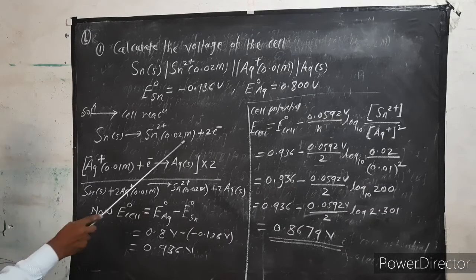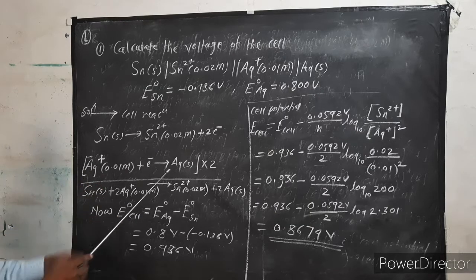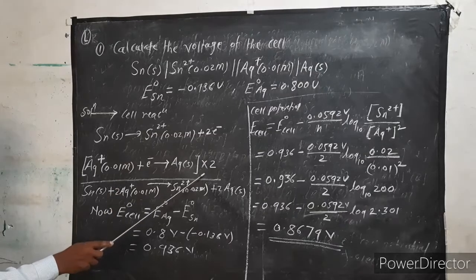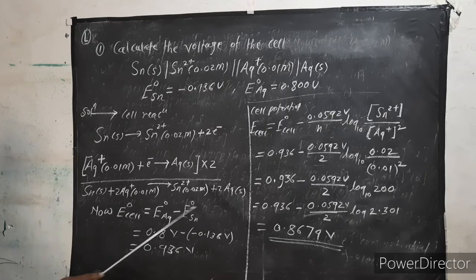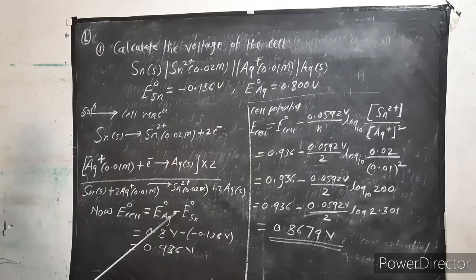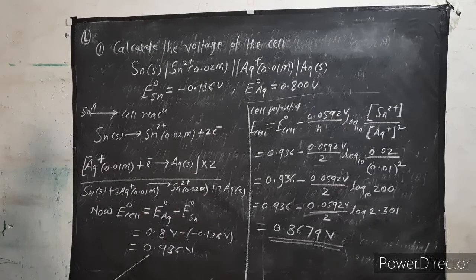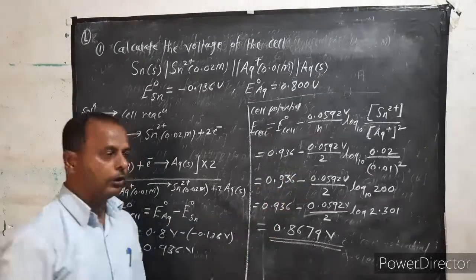The first is the oxidation half reaction, the second is the reduction half reaction. Sn is converted into Sn2 plus, and Ag plus gains 1 electron to convert to solid Ag. Multiplying by 2, the electrons get cancelled and you get the net equation. Then E naught cell is calculated using the two values; minus becomes plus, so you get 0.936 volt.